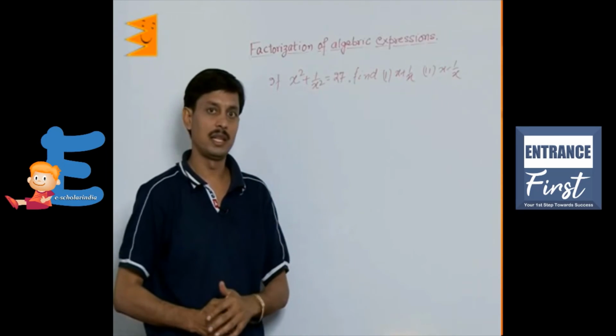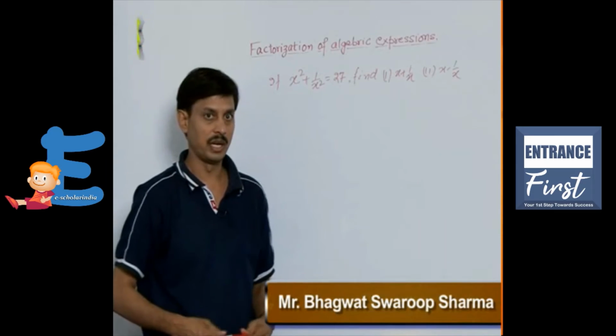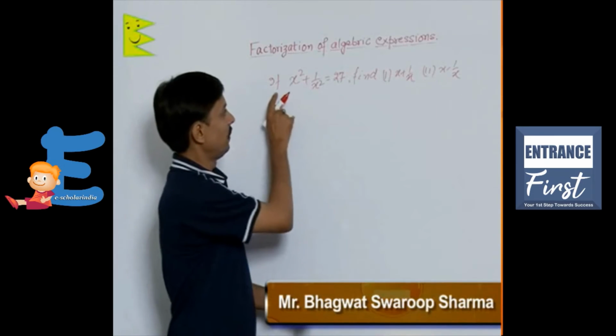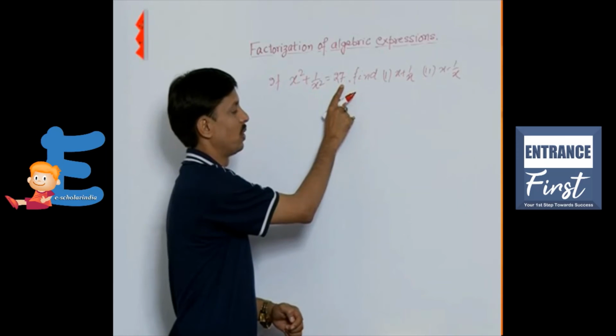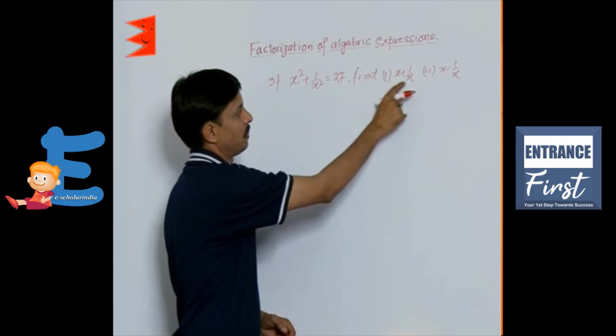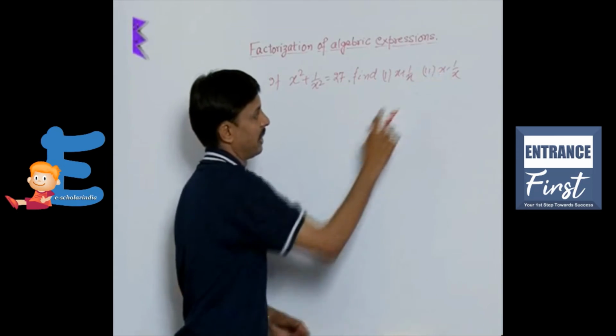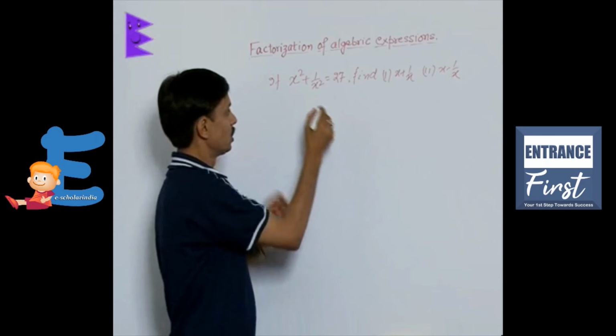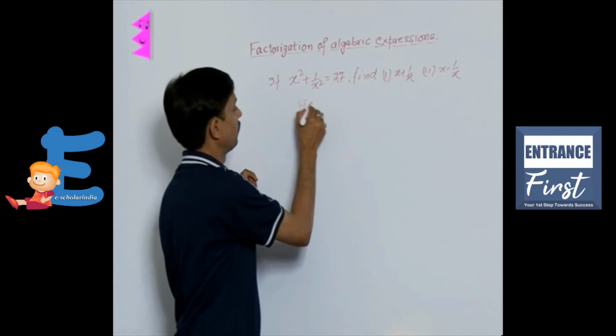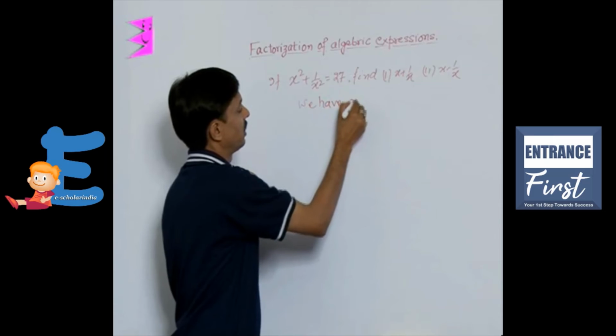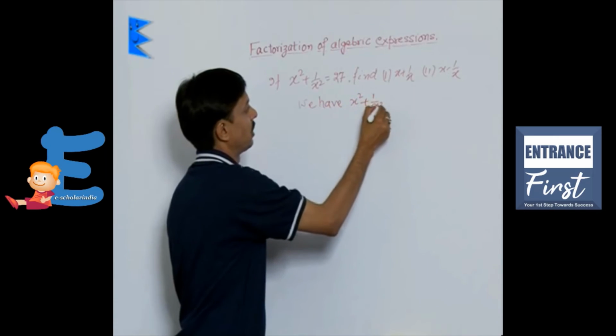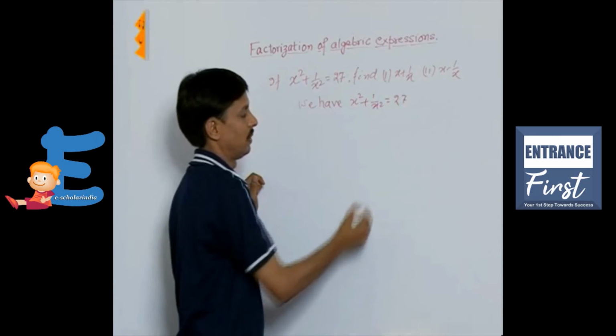Now I am taking another example directly based upon the identities. That is, if x square plus 1 upon x square is 27, find x plus 1 upon x and x minus 1 upon x. So here we have x square plus 1 upon x square is 27.